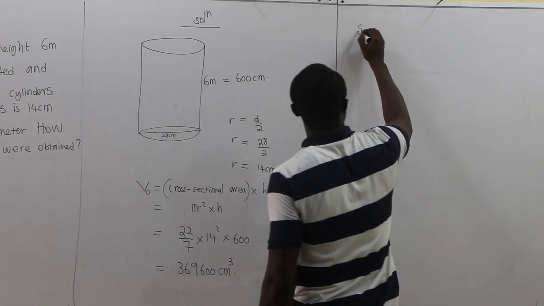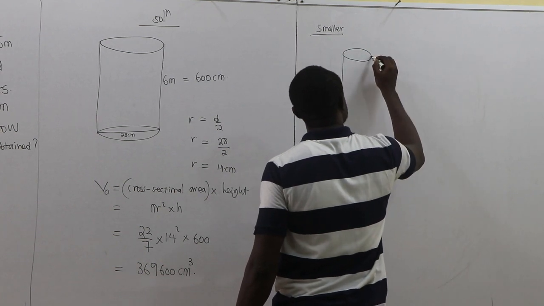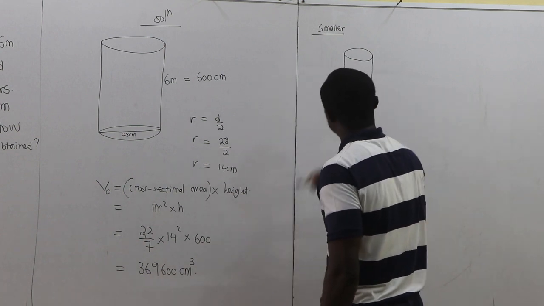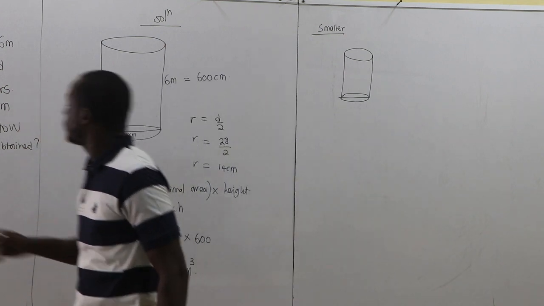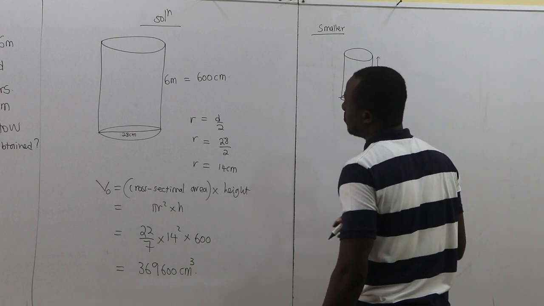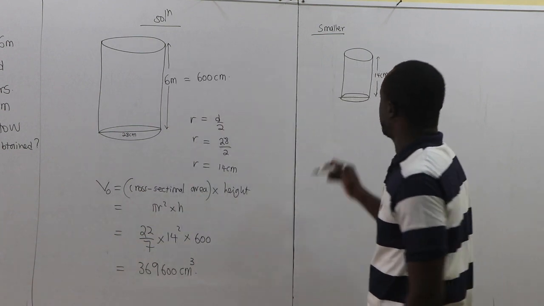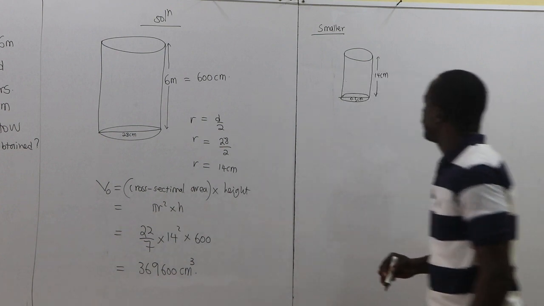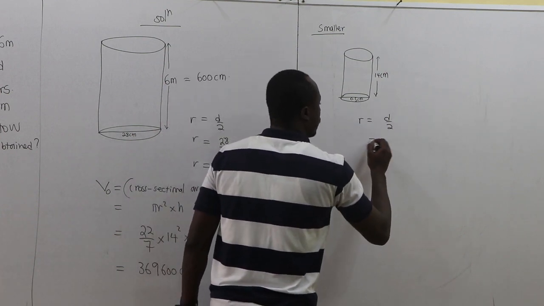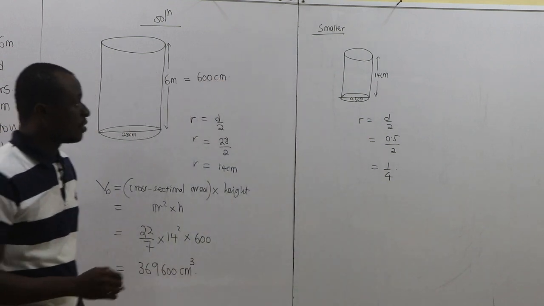Now let's see the smaller ones. Let's suppose that this is just a sketch of it. We are also given the diameter. We are told that each of the smaller cylinders is 14 centimeters high, so from here all the way to this side, that's 14 centimeters high. And the diameter is 0.5 centimeters. We want to find the radius. Our radius is diameter over 2, and this is 0.5 over 2, and that is 1/4.